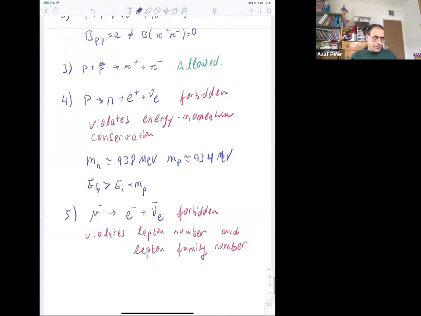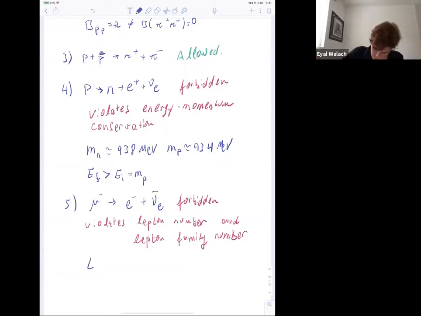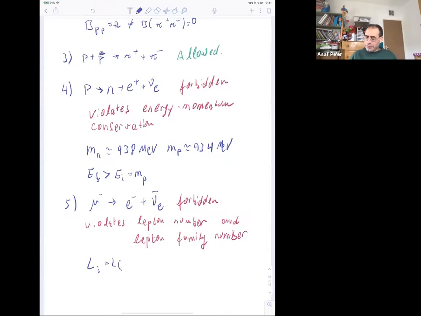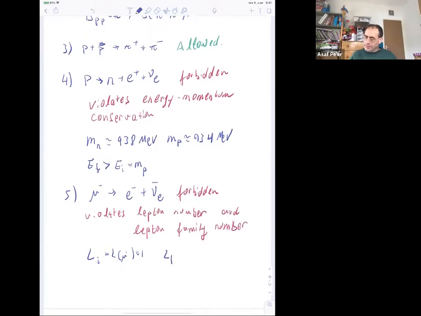Right? What is the initial lepton number? 1. 1, right? L initial is just the L of the muon. It's just 1. And what is the final lepton number? 0, very good. L final is just L of the electron plus the anti-neutrino. So it's just 1 minus 1, it's just 0.